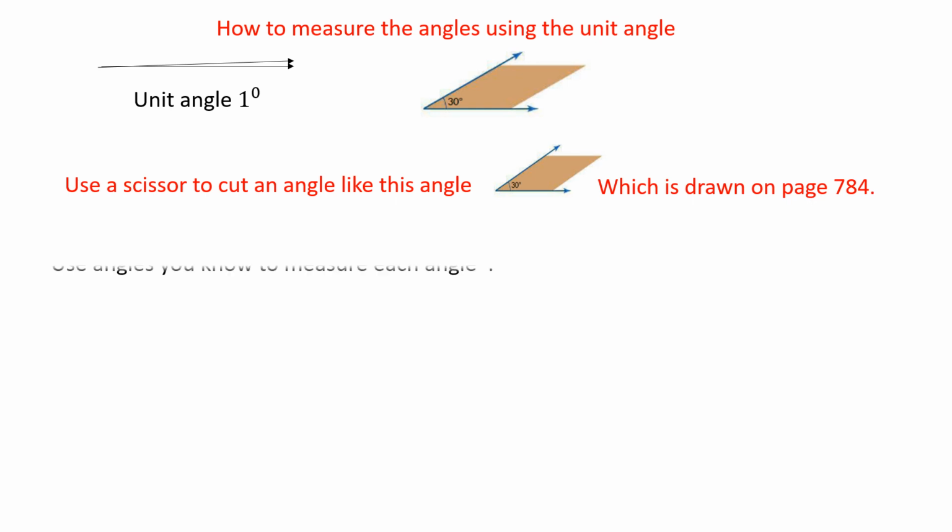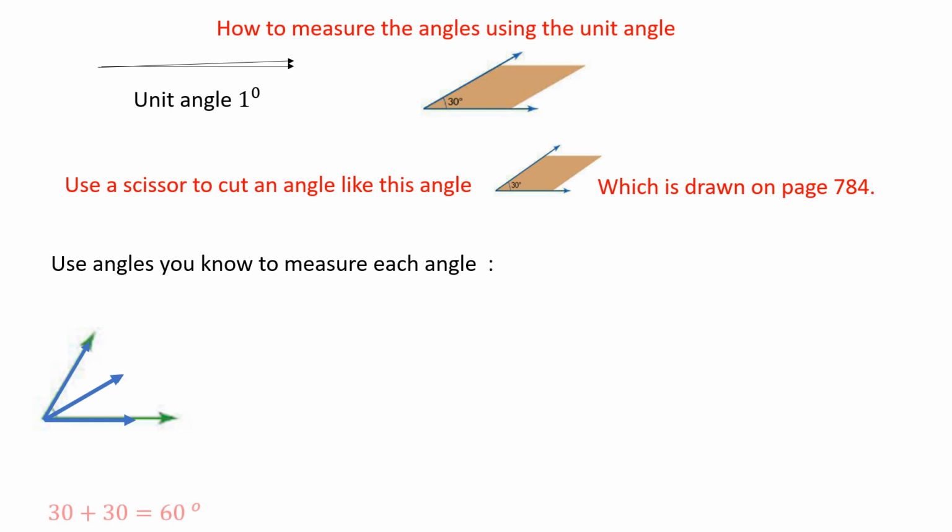So if I say use angles to measure each angle shown here, like the first one, how do we measure this angle? As I said, use the angle 30, because we know that this angle is 30 degrees, so we are going to use it to measure this angle. We can put one angle 30 here, and we can put another angle 30 inside this angle. That means we put two angles of 30 degrees inside this angle. So the measure of this angle will be 30 plus 30, which is 60 degrees.